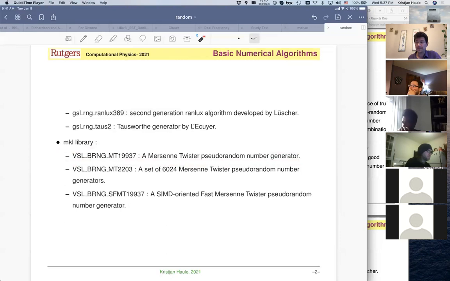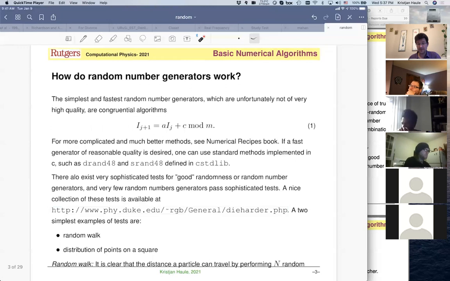Basically, the point is that in SciPy, the random function has a very good random number generator, so this shouldn't be a problem. But when you use other languages, you have to make sure that you use some high quality random number generator.